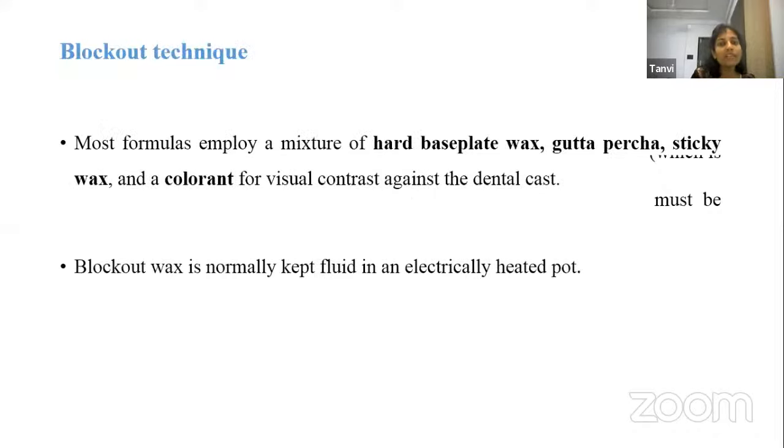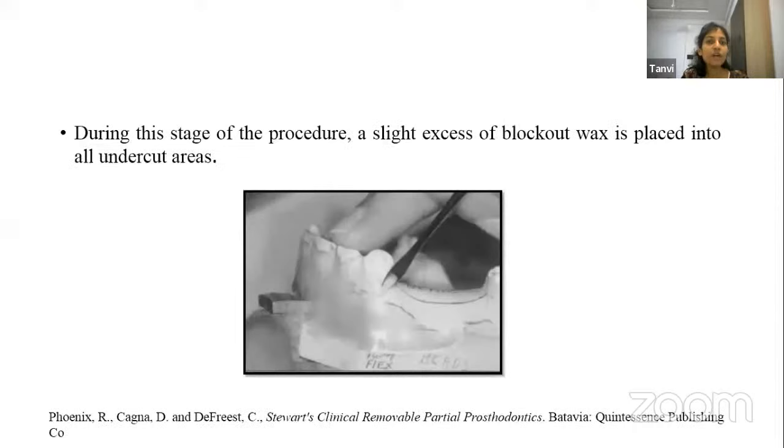Most commonly, the blocking technique is done with the help of a certain mixture of wax, which is a mixture of hard beeswax, gutta percha, and a colorant to make it look visually separate from the master cast. This blockout wax is kept liquid in an electrically heated pot, and it is then placed on the master cast and carved to the proper position, so a proper blockout can be done. During the blockout procedure, a slight excess of the blockout wax is placed in all the undercut areas of the cast, as you can see in the figure.